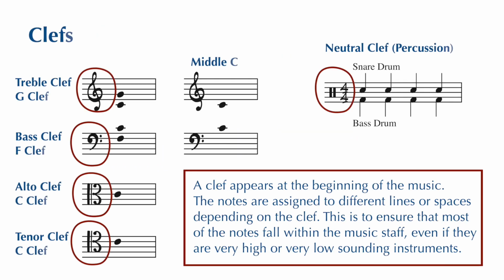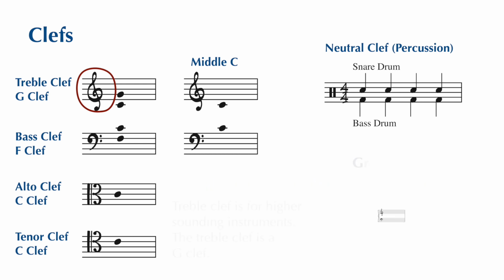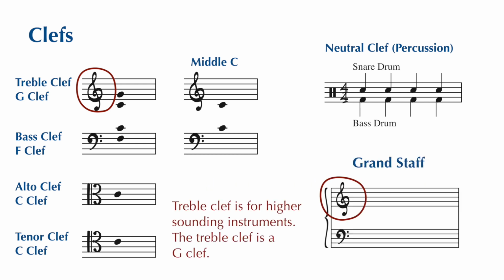A clef appears at the very beginning of each line of music. Depending on what clef the music is in, you'll be playing higher, lower, or more medium range notes. This is the treble clef, which is for higher sounding instruments. The top line of the grand staff is usually written in treble clef. The treble clef is also called a G clef. This little loop curls around the line where the G above middle C is written.